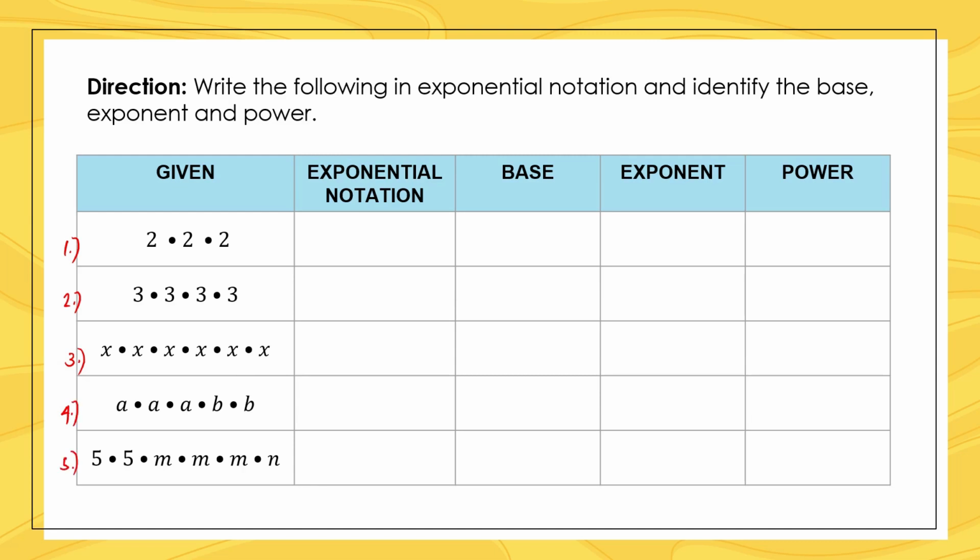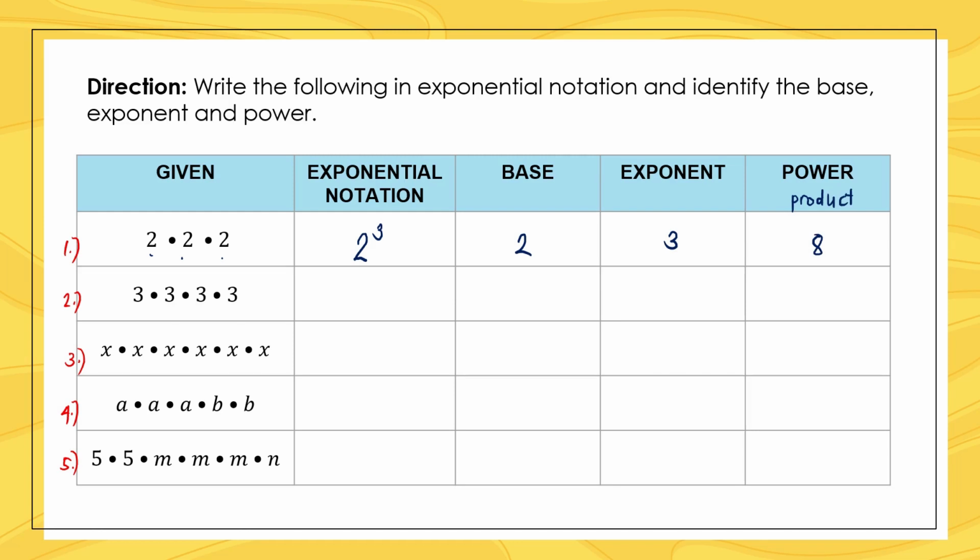Now that you're finished answering it, let's check. Let me use color blue. So 2 times 2 times 2, the exponential notation for this is, copy the base, we have 2. Count how many times you multiply 2 by itself. 1, 2, 3. 3 times. Therefore the exponential notation for this is 2 cubed. Your base is 2, your exponent is 3, and the power, when you say power, it pertains to the product. So 2 times 2 times 2 is equal to 8.